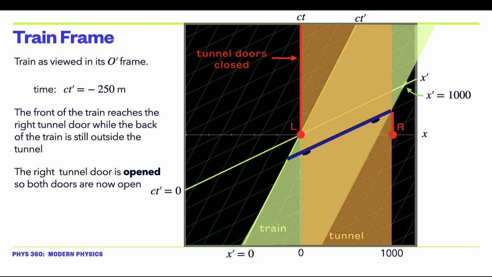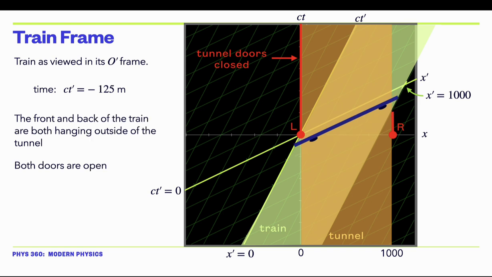So we're not doing a very good job of trapping the train in the tunnel at this point, because the left part's still sticking out. We tried closing the right door, but now the edge of the train is already at that right-hand side of the tunnel, so we're having to open it up. If we advance a little bit farther to minus 125, that's a half of one of these tick marks, we see, if you look carefully, a little bit of the train is poking out of the left side of the tunnel, a little bit is poking out of the right side of the tunnel. It clearly is not fitting inside the tunnel. Both doors are open.